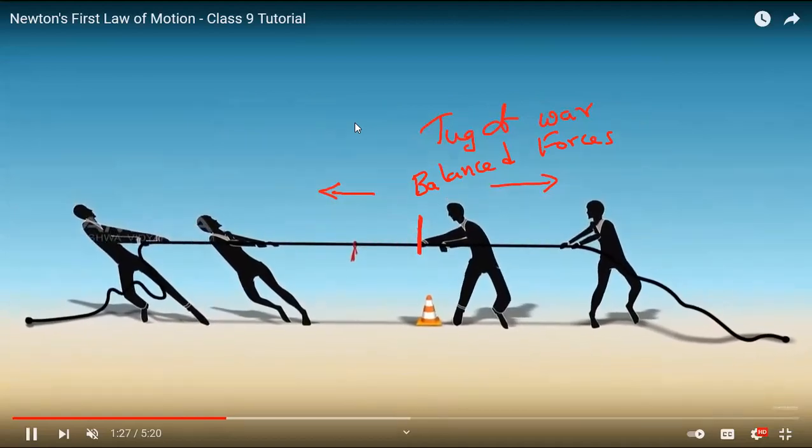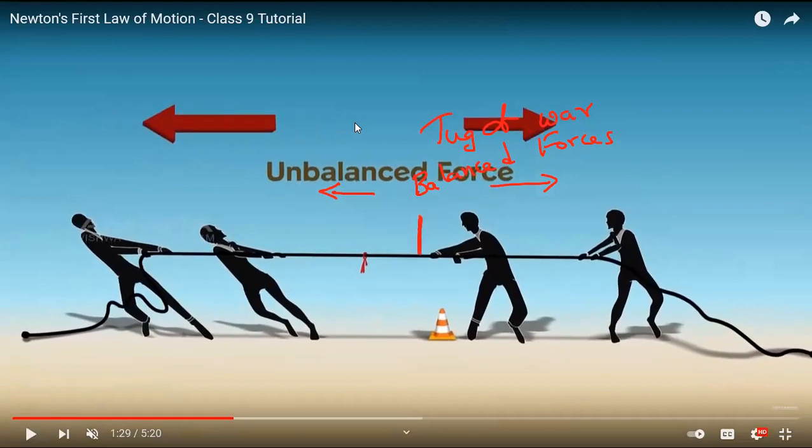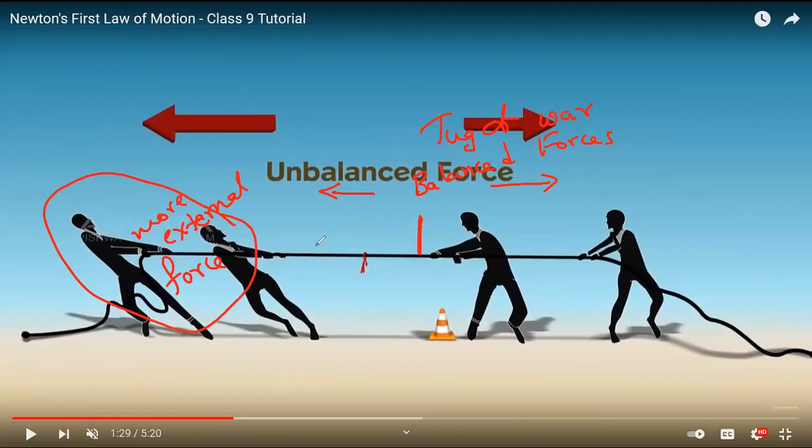Now you tell me. The rope is coming this side, so is it balanced or unbalanced? Who is exerting more force? These two boys are exerting more force. More external force has been applied. So what is happening? The rope is coming. Have you noticed this red cloth? We have to notice it. The red cloth moves to this side. So it is indicating what? More force on this side and less force on this side.